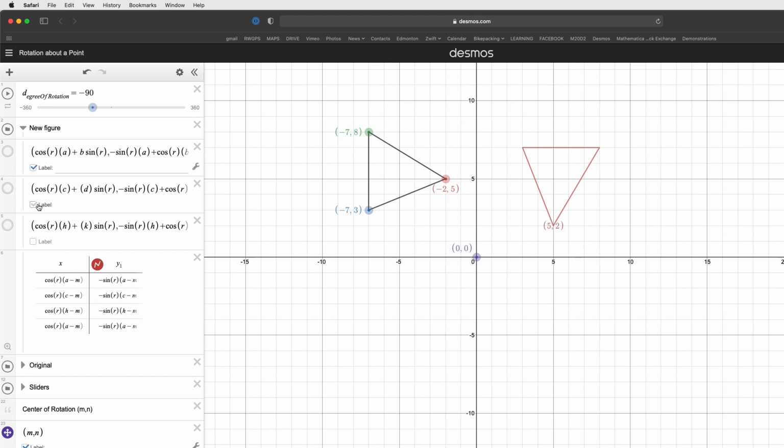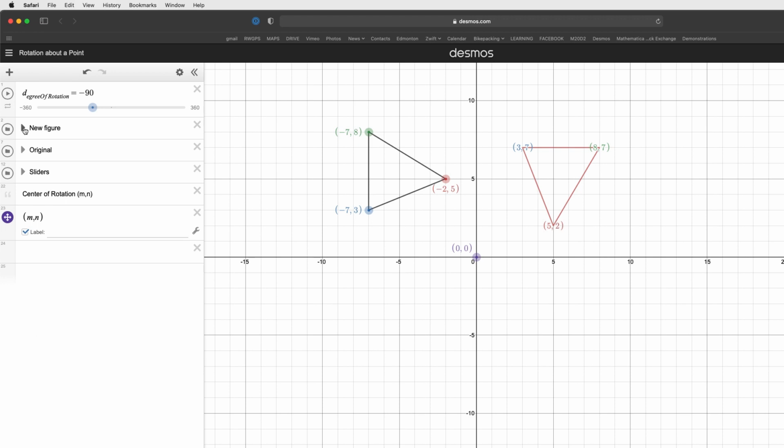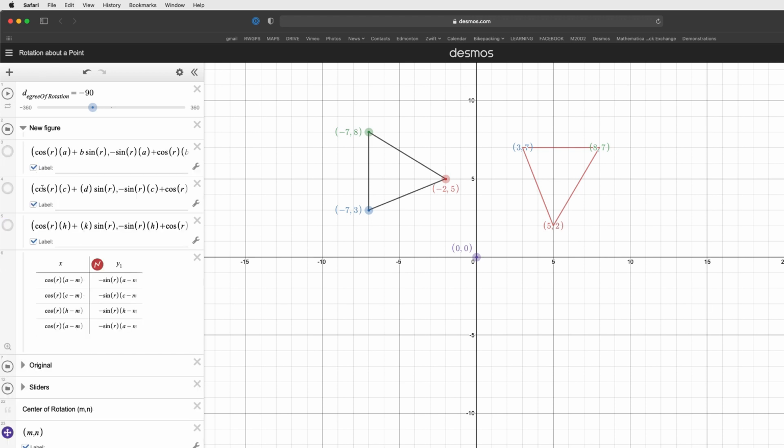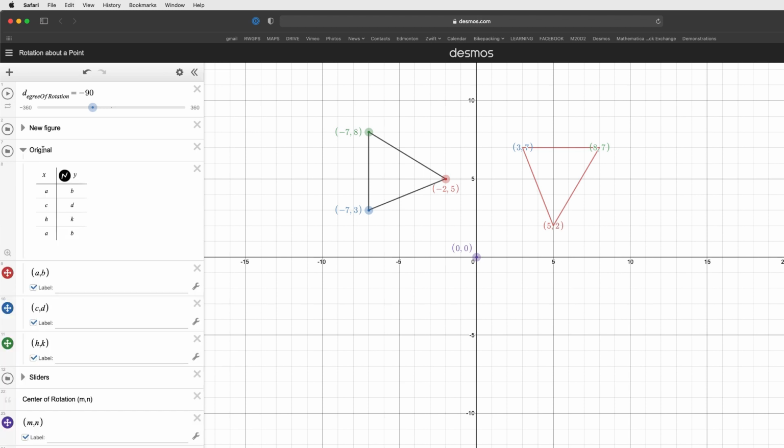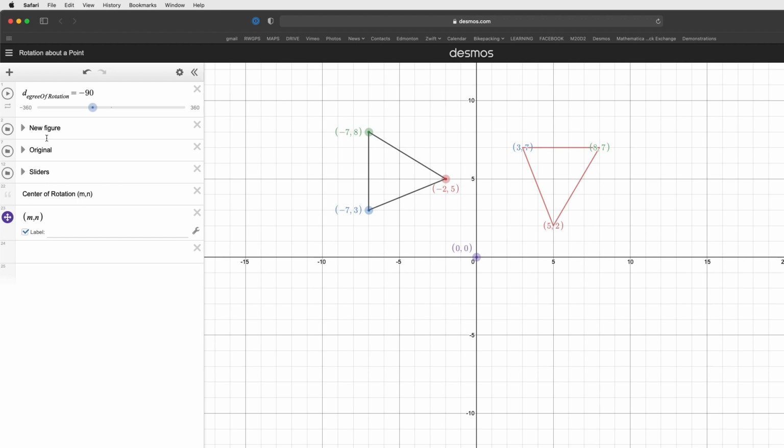So this looks really, really complicated, which is why it's hidden. And it's using a mathematical formula to create the rotation. But if you just click on this triangle for the new figure and you click on labels, it will show you the labels of all those points. And if you go to original and click on the labels, it will show you the labels of all of those points. And we're at a rotation of 90, so that would be clockwise.